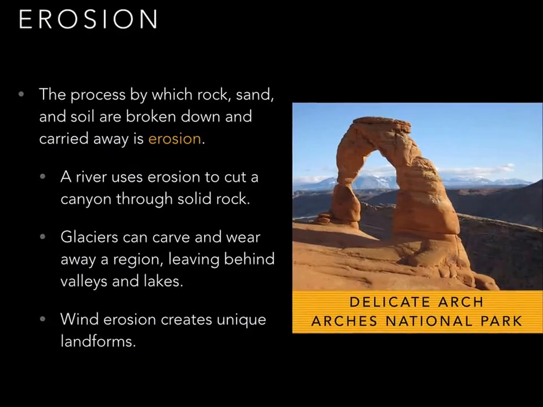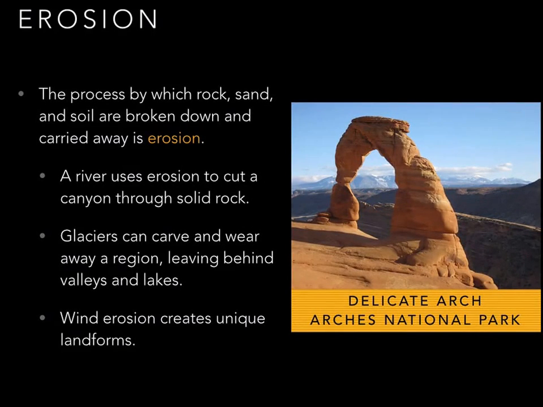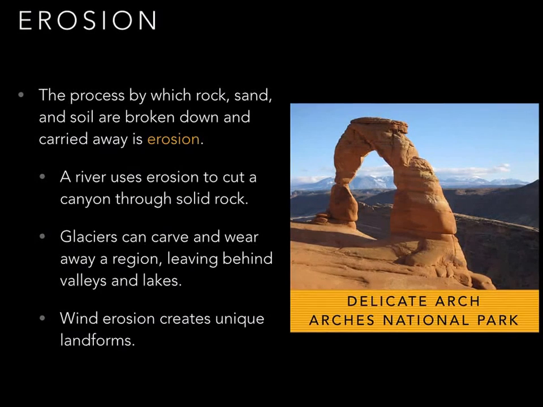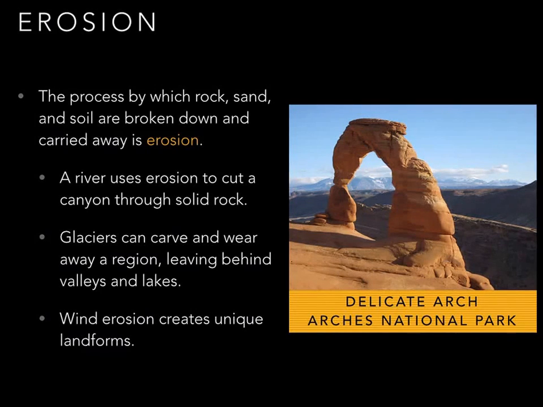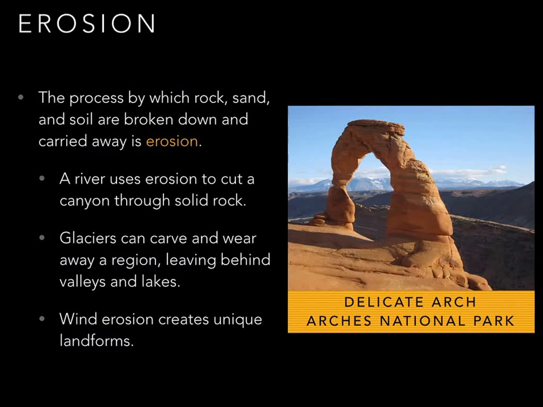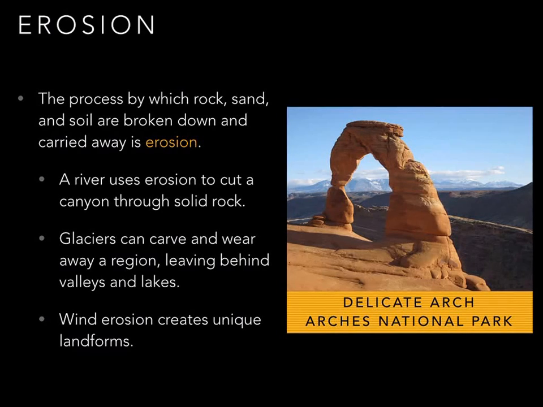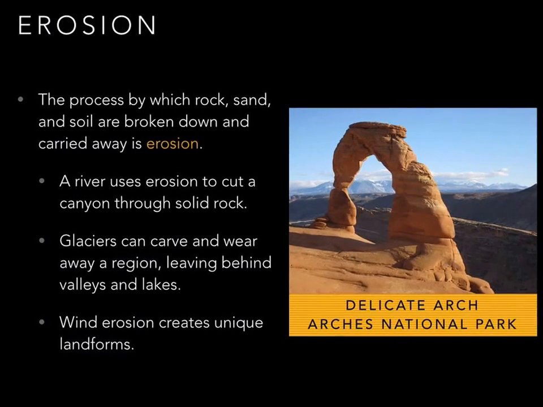Erosion. When rock, sand, and soil are broken down and carried away, this is erosion. A river uses erosion to cut a canyon through solid rock, like the Grand Canyon. Glaciers, large sheets of ice, can carve and wear away a region, leaving behind valleys and lakes. And wind erosion creates unique landforms, like the one on the right, called Delicate Arch.